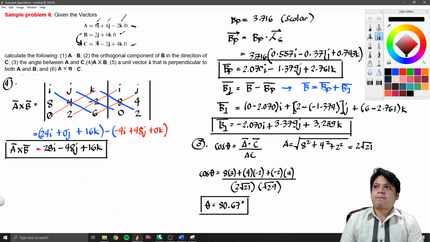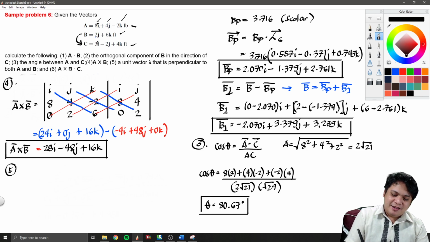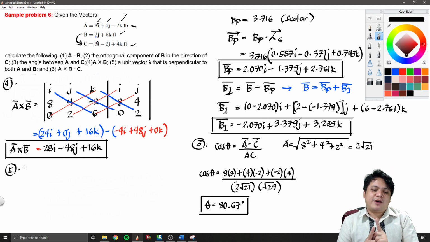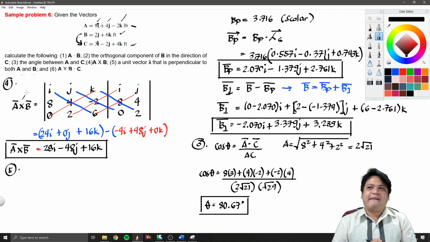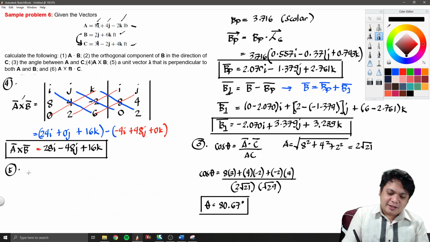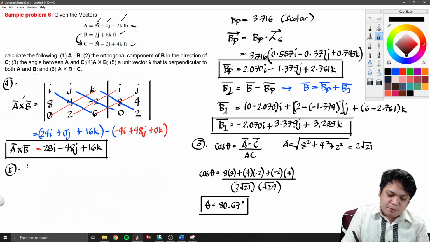Number 5. A unit vector that is perpendicular to both A and B. Okay? So, kapag naghahanap ka ng isang vector which is perpendicular to A and B, i-cross product mo lang yung dalawa. Actually, meron na tayo. Okay? Kaya lang may magnitude. Okay? So, para makuha natin yung magnitude nito, ito yung perpendicular eh.